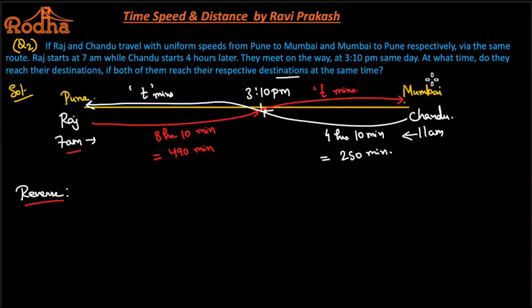That means Raj is here right now and Chandu is here right now. Correct? Okay? So think that Raj has started from this point and Chandu has started from this point. So what will happen in this case? In this case, Raj will reach at this point.